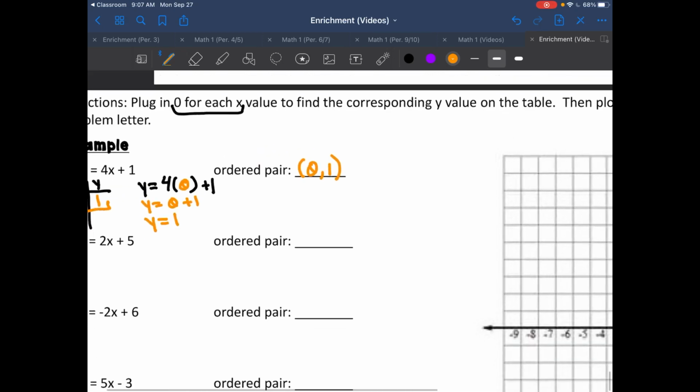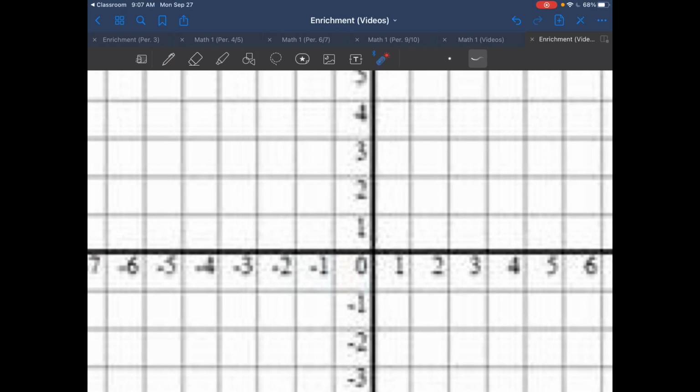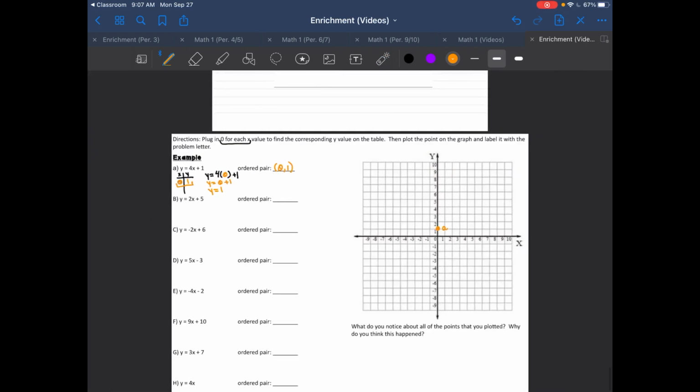When we graph this now, we have to start at our origin. We don't have to go left or right because our x is 0. All we have to do is go up to here and plot a dot. So that's what I'm going to do. And I'm going to call it point A because this was problem A.